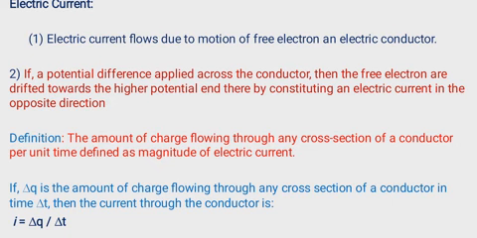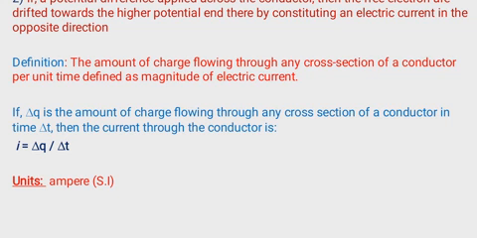The amount of charge flowing through any cross section of the conductor per unit time defines the magnitude of electric current. Now if delta q is the amount of charge flowing through any cross section of a conductor in delta t time, then the current passing through the conductor is I equal to delta q by delta t. This is the definition, as described earlier. So I equal to delta q by delta t, and the unit is ampere.